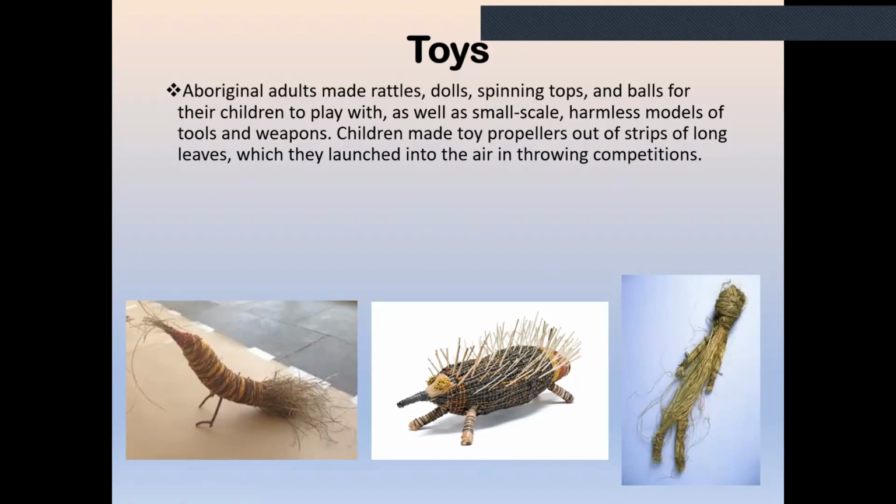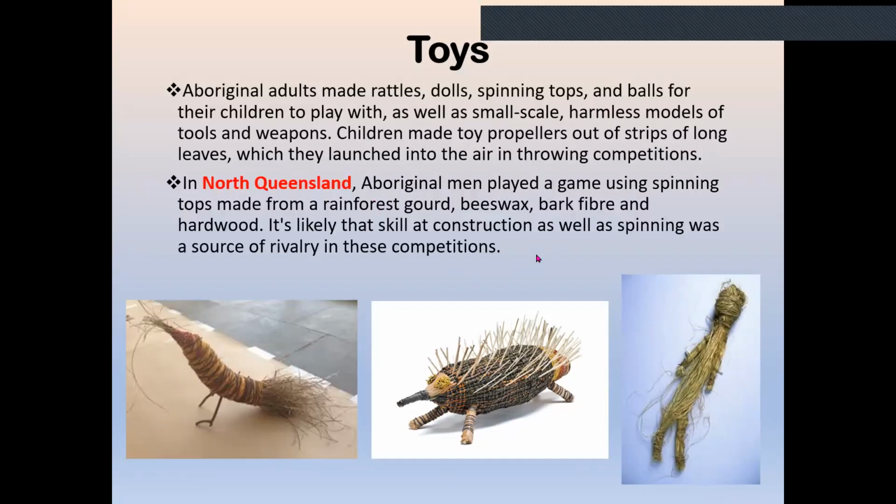Okay, so they have all these dolls. They have spinning tops. They have balls for the kids. Whatever our kids had, they made whatever they wanted. They had small scale and bigger scale. They even had little tools and weapons which the kids were playing with. The kids made toy propellers from strips of long leaves, and they had competitions of who can go the furthest.